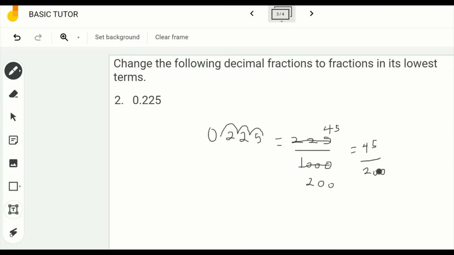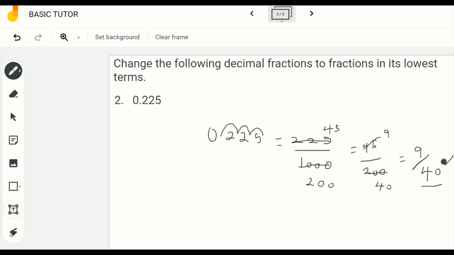We can still divide this further. I can choose to use 5 again. 5 into 45 will give us 9. 5 into 200 will give us 40. So we are left with 9 over 40. There is no number that we can use to divide 9 and 40. So 9 over 40 is our lowest term. So this is our final answer. As you can see again, this is a proper fraction because the denominator is larger than the numerator. So we can leave our answer in this form.